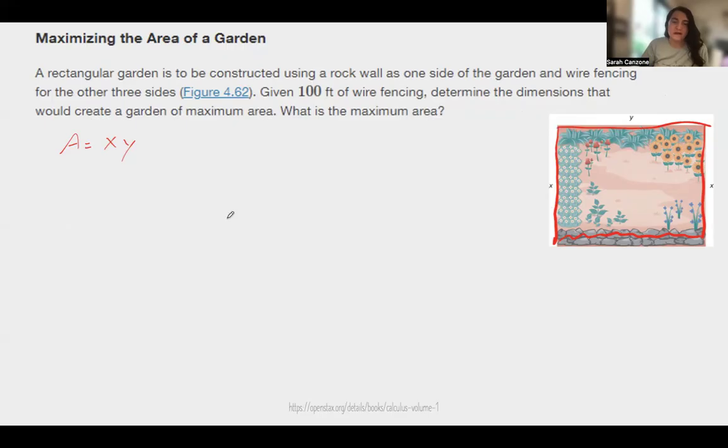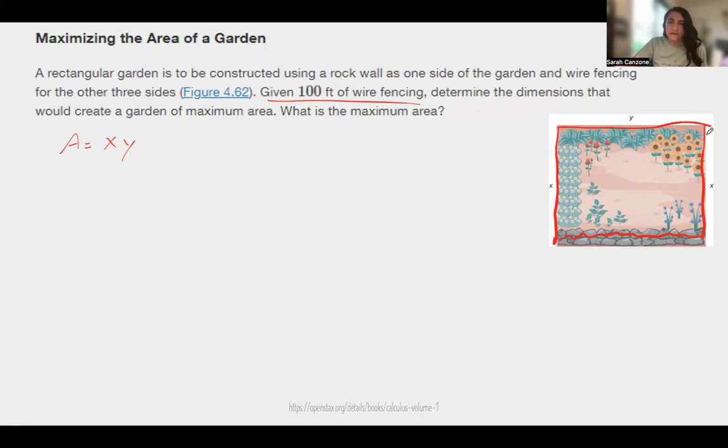And since we're looking to maximize the area, we're going to want to take the derivative of the area function. But area is in terms of two variables here, and we don't like that. So we need to create another function that will also relate these variables. And it just so happens that we're given this other piece of information, that we're given 100 feet of wire fencing. So we need to take that into consideration somehow. So that's saying 100 feet of wire fencing for this whole thing. That tells us nothing about the area.